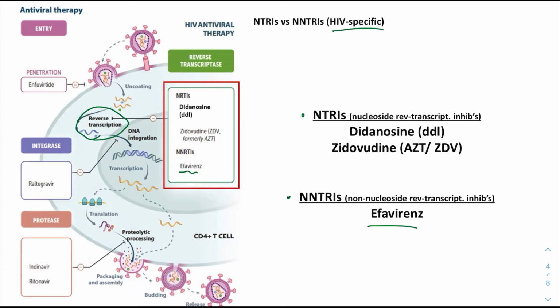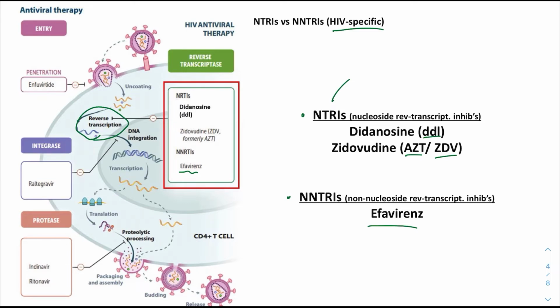Now, how do you remember which ones are the nucleosides versus which ones are the non-nucleosides? Well, I like to think of the length of the word. In general, the NRTIs are composed of drugs that are shortened into these three-letter abbreviations: DDI, AZT, ZDV. These are commonly given as three-letter abbreviations, and honestly, probably what we're going to have on the exam. It'll probably say didanosine in parentheses DDI, or zidovudine in parentheses AZT, when they're talking about the drug anyway.